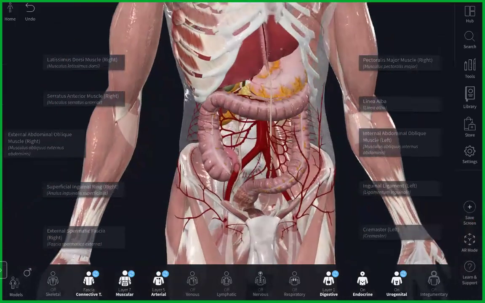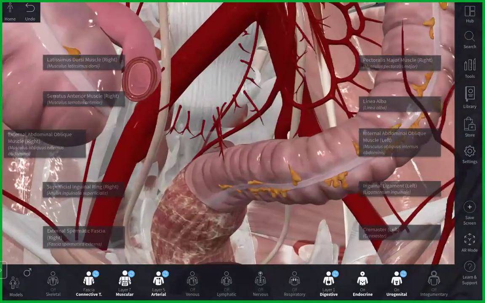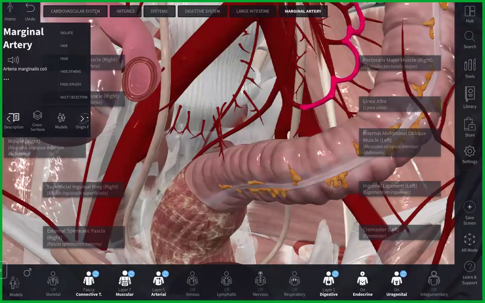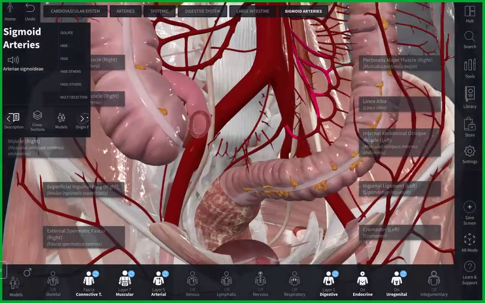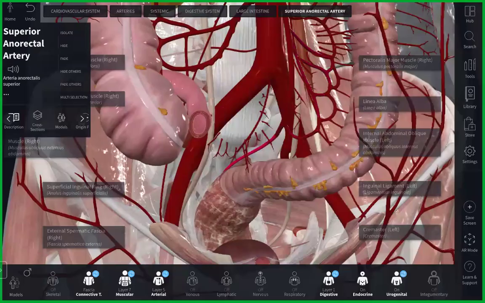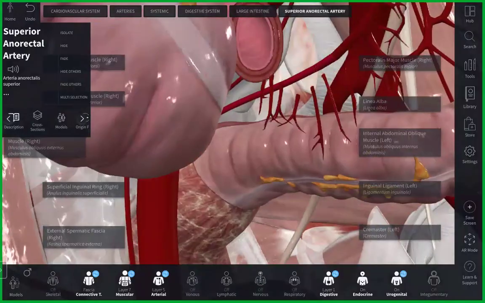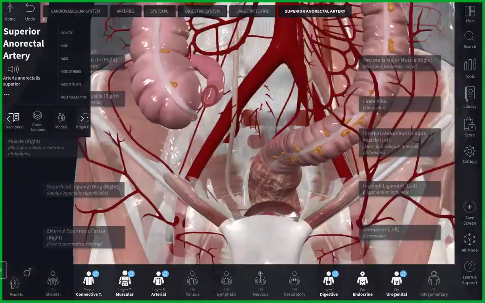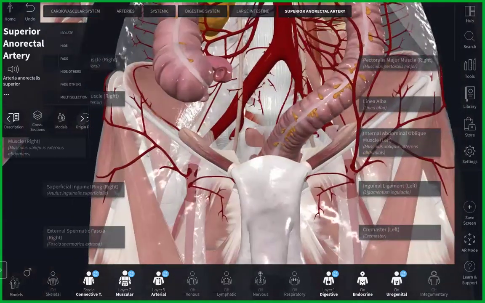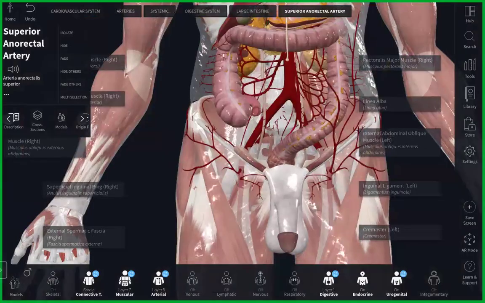Then what about other branches? They will never ask you about other branches, but they will ask you these kinds of questions. Then what happens, just remember, sigmoid arteries, then superior anorectal arteries. Rectum blood supply, they never ask. They just ask about lymphatic drainage. Just know this for now.